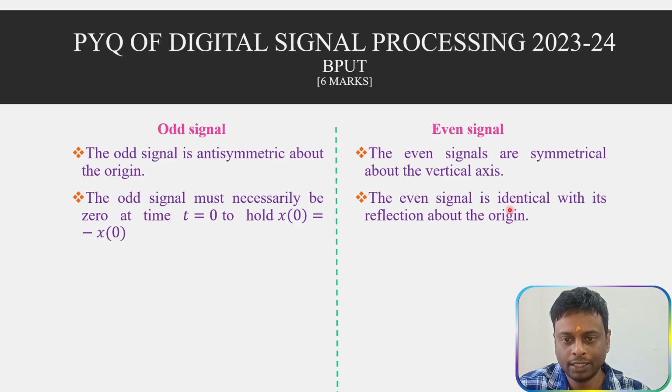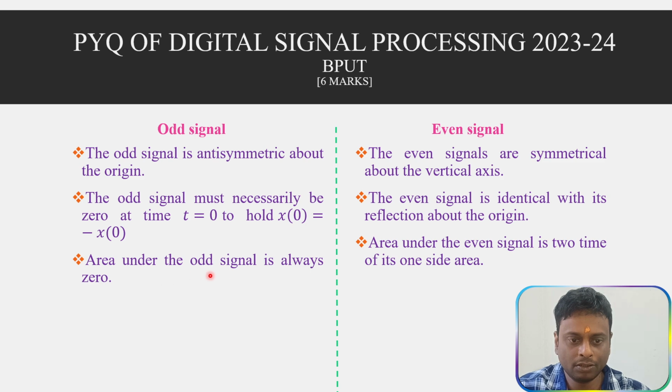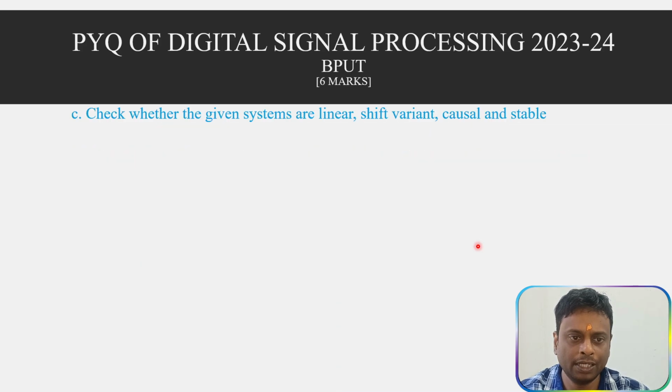Similarly, the even signal is a reflection about the origin. The area under the odd signal is always 0. Similarly, the area under the even signal is twice the one-sided area. So these are the ways to differentiate between an odd signal and an even signal. Similarly, check whether the given systems are linear, time variant, causal or stable.